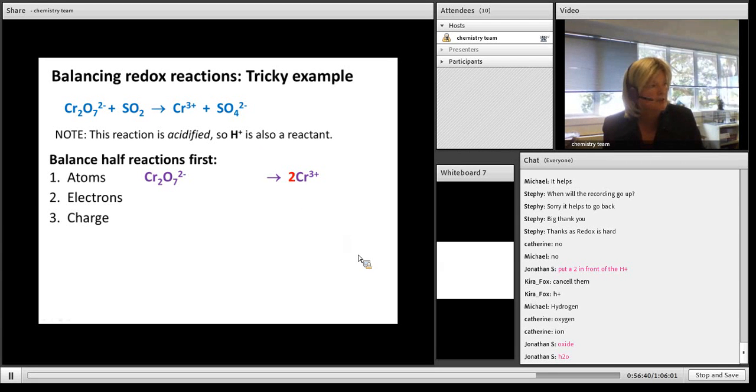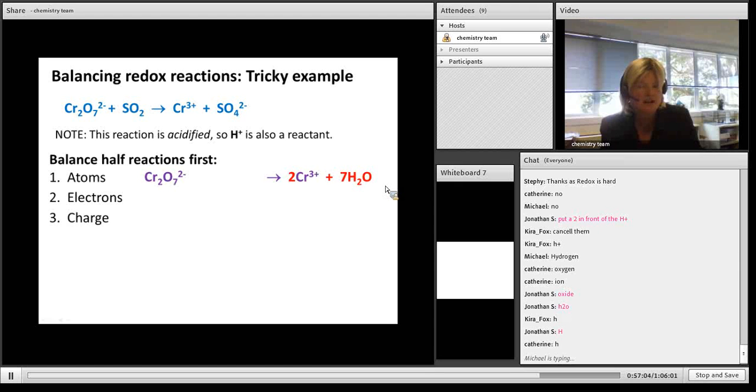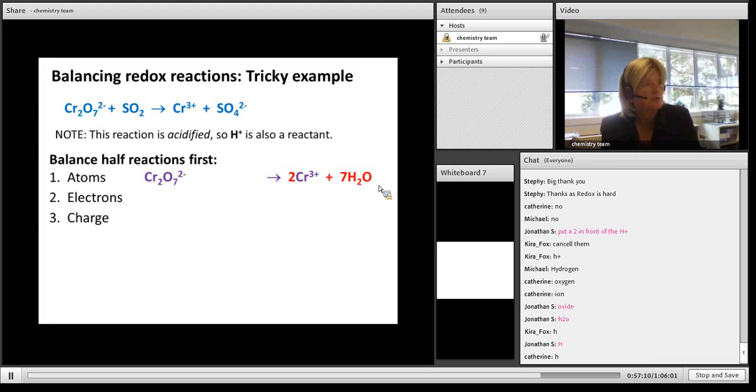First of all, we've got 2 chromiums here, so we've got to add 2 chromiums in there. Now, to balance the oxygens, because we didn't have oxygen present on the left-hand side, you can add them in the form of water. So for 7 oxygens, I can say 7H2O. But is it totally balanced now? What element is not balanced? The hydrogens. Remember, we can use H+ as a reactant. So I simply add 14 hydrogen ions to make this reaction work.